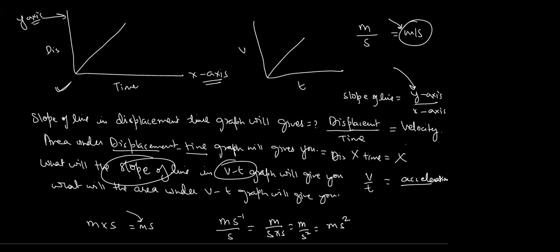And the area under the VT graph will give you V into T. I'm saying you have to multiply V into T. What does V into T give you? V into T gives you displacement.